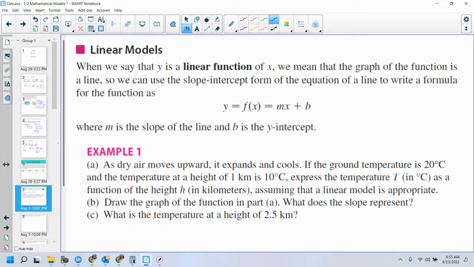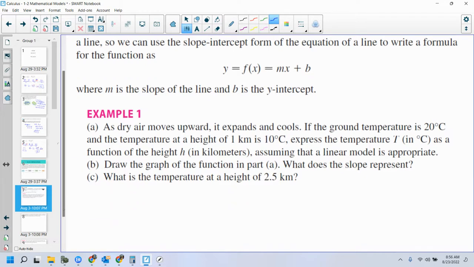Now, life's not always that nice. We'll talk about that in a second. But take, for example, this one. As dry air moves upward, it expands and cools. If the ground temperature is 20 degrees Celsius and the temperature at a height of 1 kilometer is 10 degrees Celsius, express the temperature T as a function of height, assuming that a linear model is appropriate.